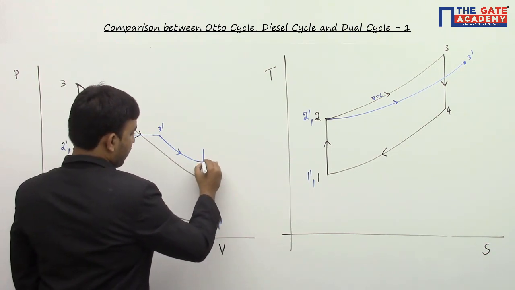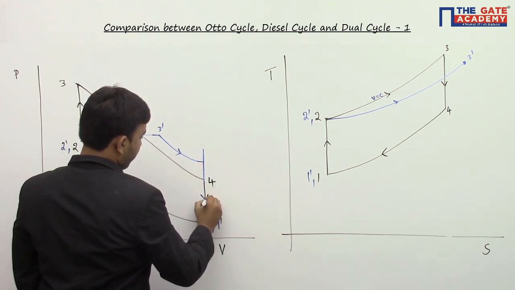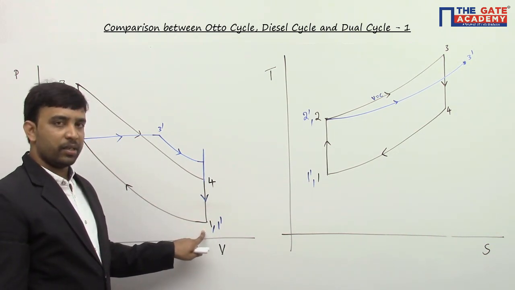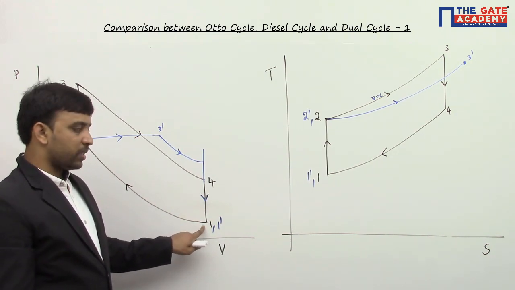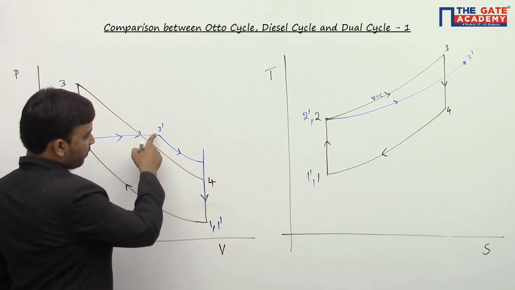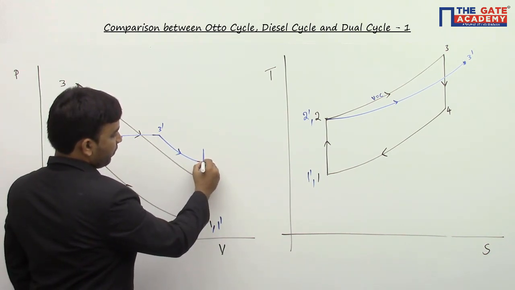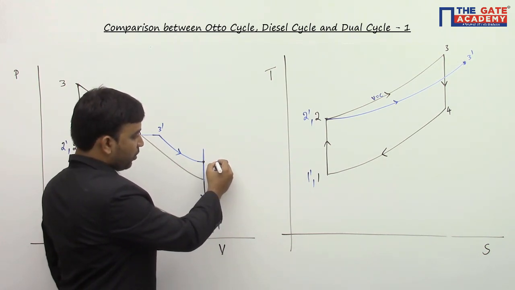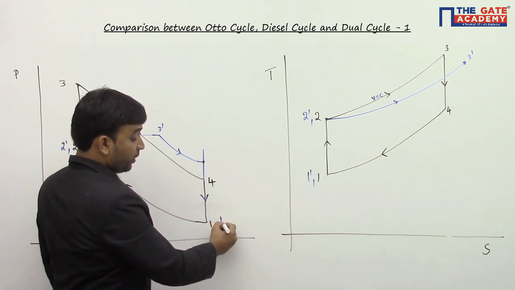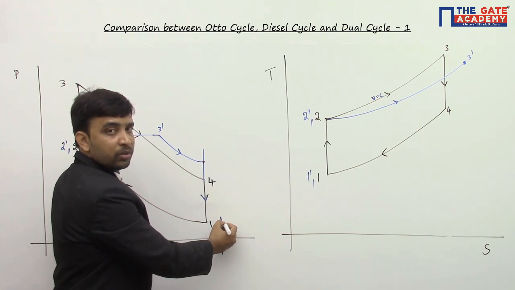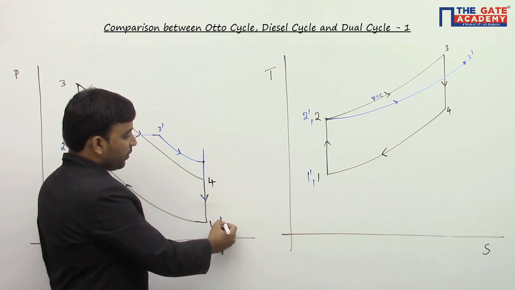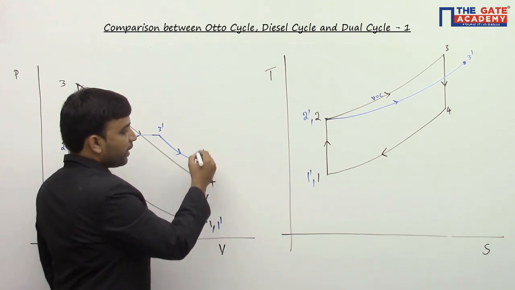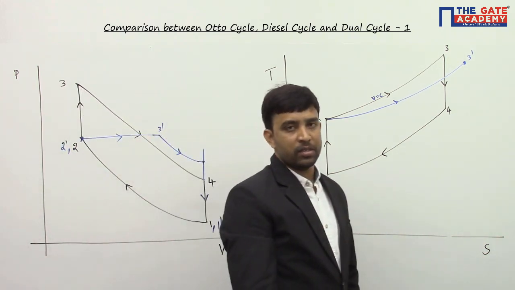Once expansion is done, I go for heat rejection process, a constant volume heat rejection process, till I reach the initial state. Since I want to come to the initial state, it's a cyclic process. I expand till I reach the initial volume. If I go for further expansion beyond this point and then constant volume heat rejection, it will not be a closed cycle. So if I want to get a closed cycle, I need to expand until I reach the initial volume. Then I go for constant volume heat rejection process.